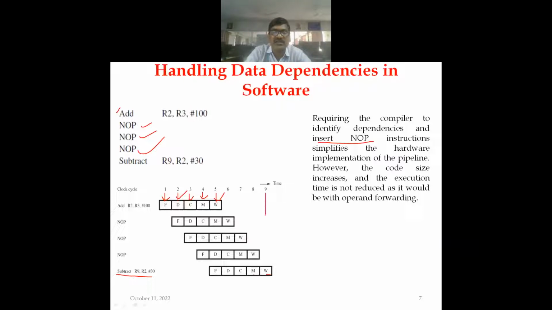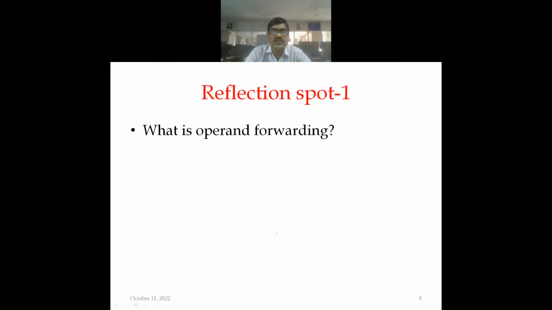So here the total number of clock cycles required is again 9, which is not reduced, similar to the data dependencies we have seen with the operand forwarding mechanism. The number of clock cycles is the same. Fine. This is what we do in software by introducing no operations.